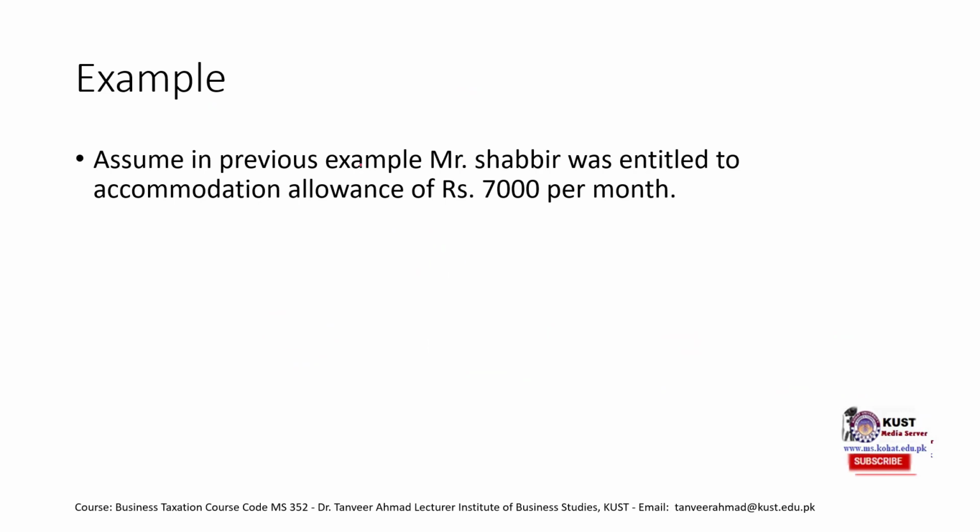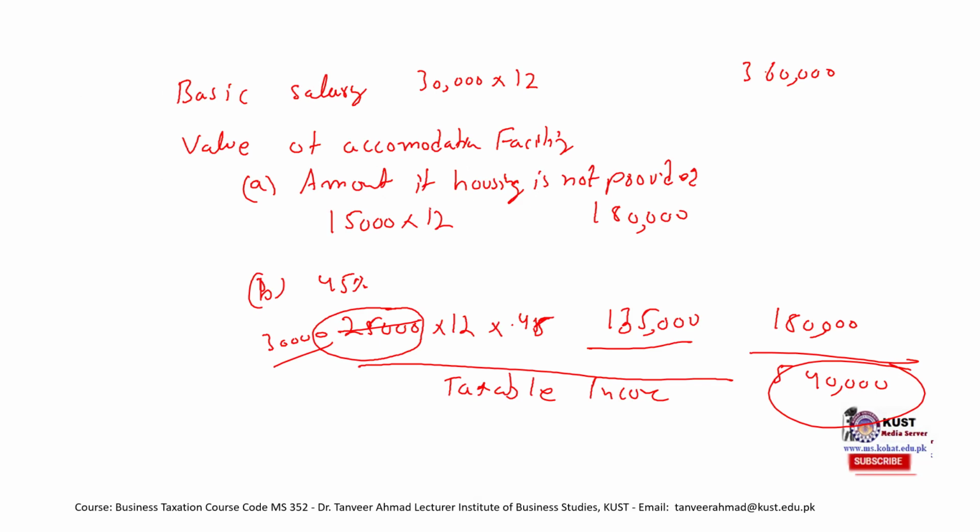So assume in previous example, Mr. Shabir was entitled to accommodation allowance of 7,000 per month. So instead of 15,000, if the accommodation allowance was 7,000 per month, then what would be this amount? It would be 84,000, right? So now which one is higher? 1,35,000. So instead of adding this amount, we would use this amount, right? And we would similarly adjust this value. So probably you have got the idea of housing facility and house rent allowance.